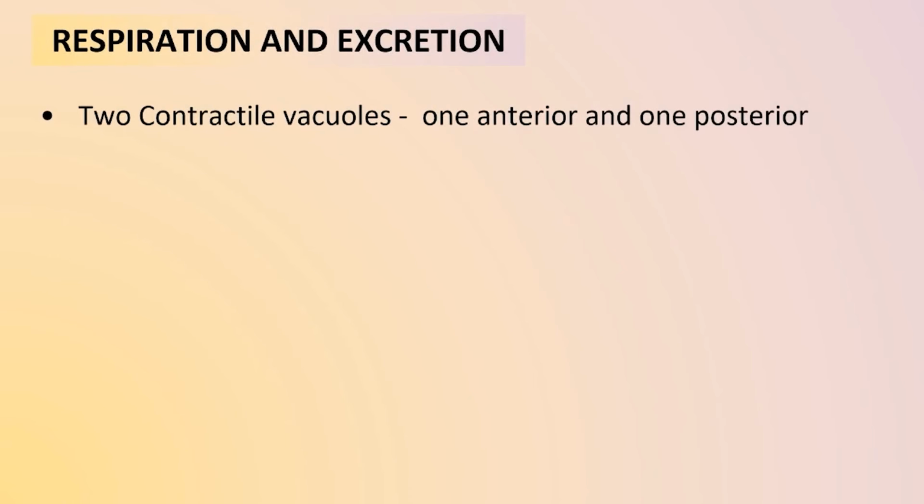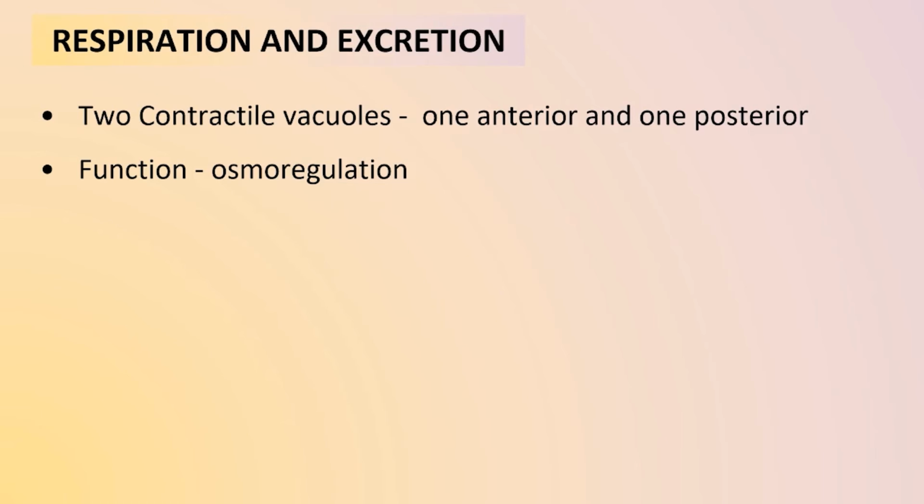Respiration and excretion of Paramecium caudatum. The exchange of gases takes place through the semi-permeable pellicle, like other freshwater protozoans, by the process of diffusion. Osmoregulation in Paramecium caudatum. Paramecium caudatum has two contractile vacuoles, one in the anterior and the other present posteriorly. The function of contractile vacuoles is osmoregulation.